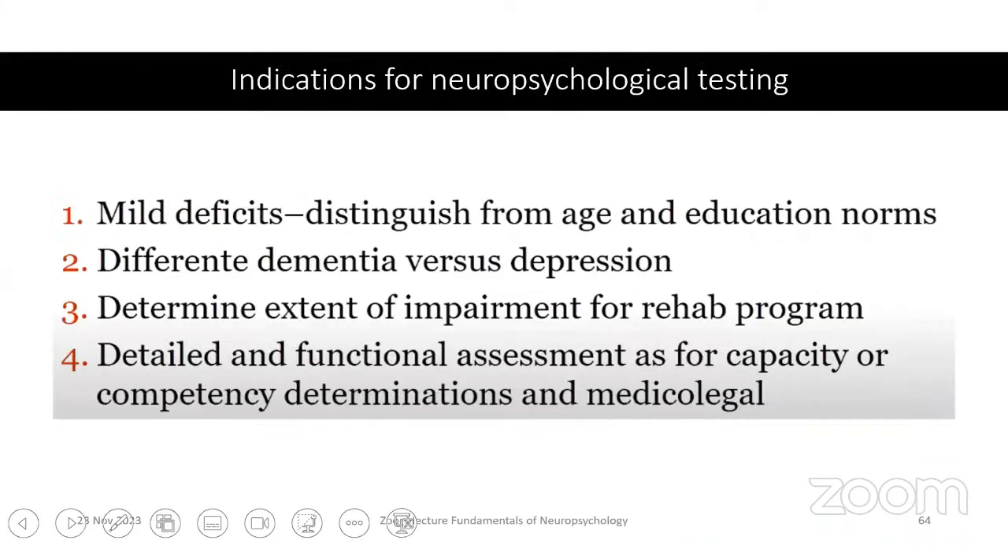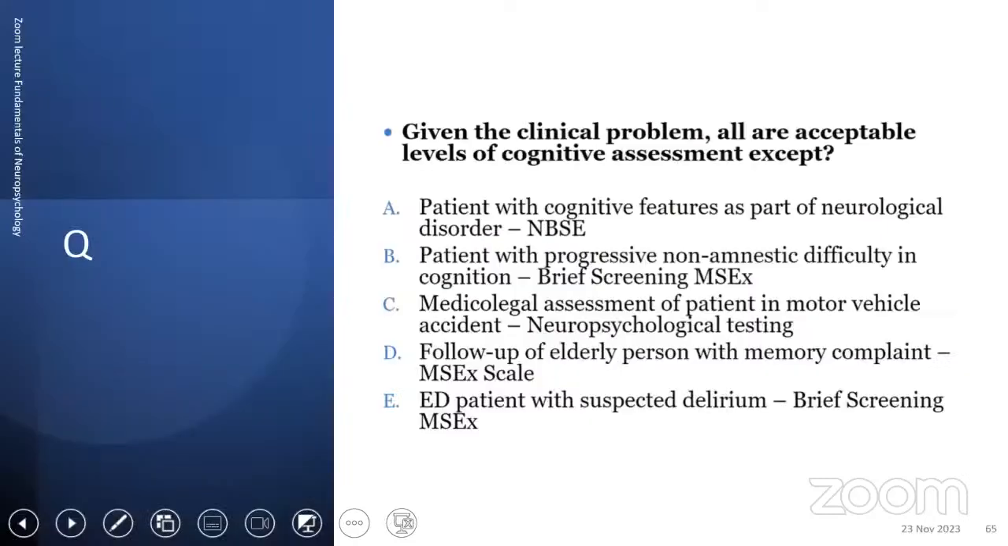And the indications for neuropsychological testing: if there are mild deficits that are distinguished from age and education norms, that is the ceiling effect. You want to differentiate dementia versus pseudodementia, determine the extent of impairment for a rehab program, do a detailed functional assessment, determine capacity or competency, and for medical legal aspects.